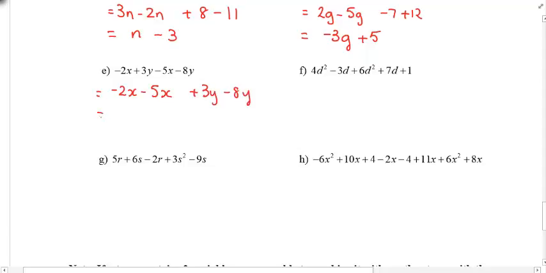Okay, and then I'll combine the x's together. Negative 2 minus 5 is negative 7. 3 minus 8, that's negative 5, so negative 5y. Okay. F, same thing. Let's combine like terms.